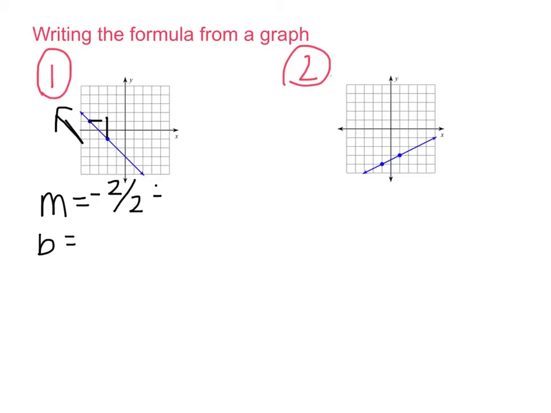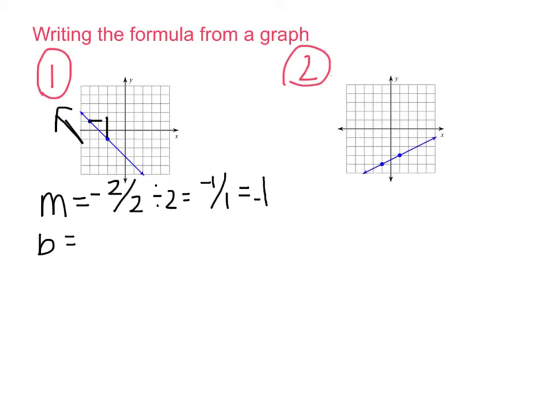So we want to reduce. So if you divide by 2, it's negative 1 over 1. And when we're writing it in the formula, if it's a whole number, we're just going to write it as 1. So we're going to write this as a negative 1.